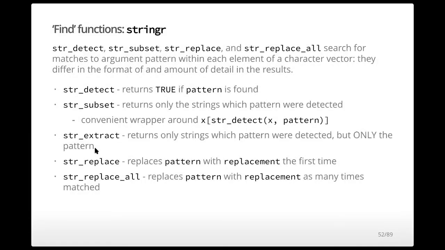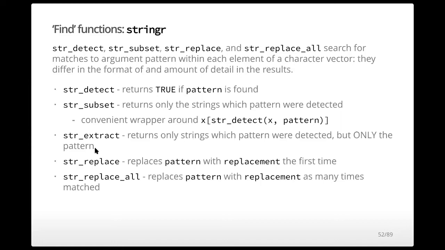Okay, so find functions. Most of the time you want to find some sort of pattern or subset the data based on something, and these functions are for you. So str_detect, str_subset, str_replace, str_replace_all search for matches to an argument pattern within each element of the character vector. So you give it a character vector, like one of the columns of your data set, and it returns something.